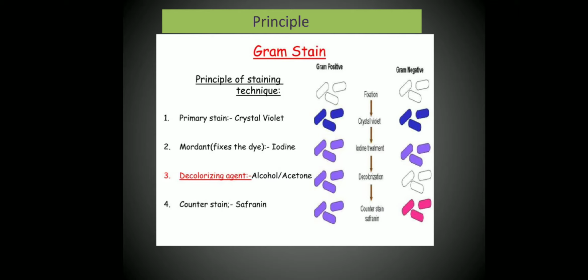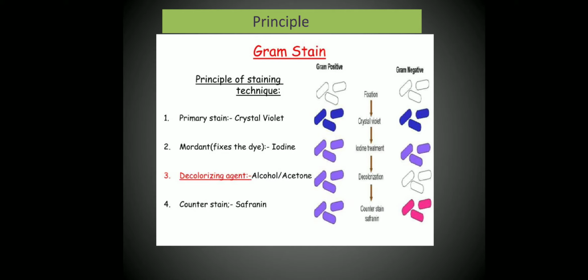First, the primary stain, crystal violet, is applied to the bacteria. When it is flooded, it is taken in by both the gram positive and gram negative bacteria. The mordant used is gram iodine, and this forms the CV-iodine complex in both the gram positive and gram negative bacteria.